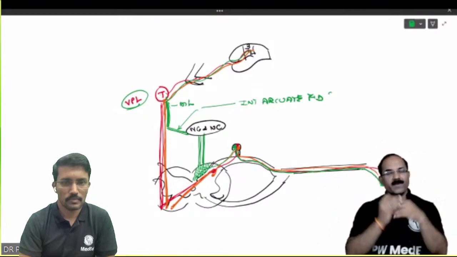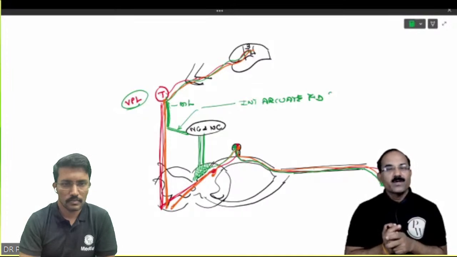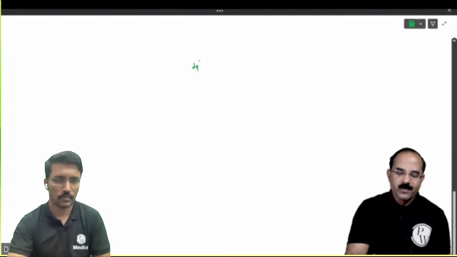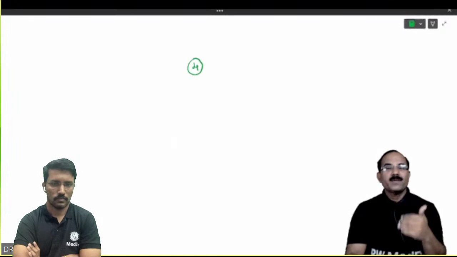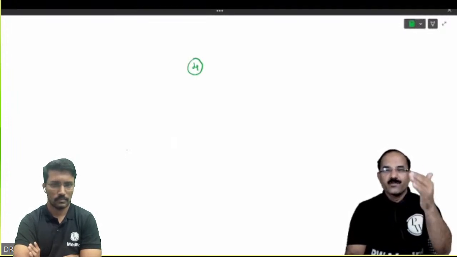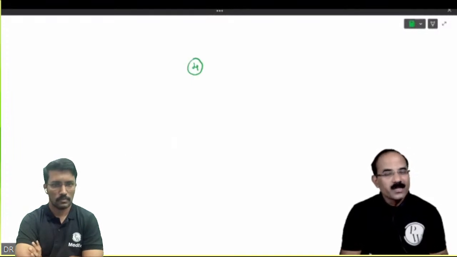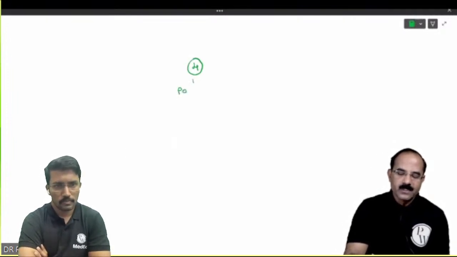Okay, so descending tracts, one is corticospinal and the other one is corticonuclear. So where do the corticospinal tracts begin from? The corticospinal tracts begin from area number 4. They also begin from 6 and 8, and some fibers are also contributed from 3, 1, 2. From the cortex, the fibers descend down. So first they enter the internal capsule. Which limb of the internal capsule do the corticospinal fibers lie in? They lie in the posterior limb.